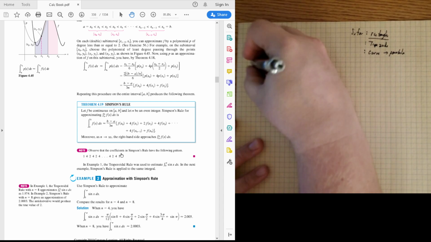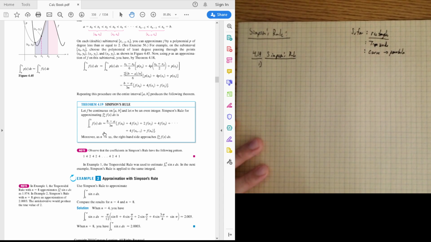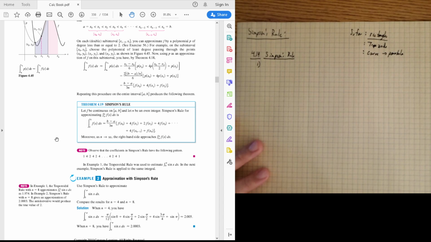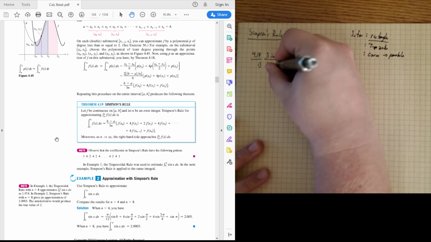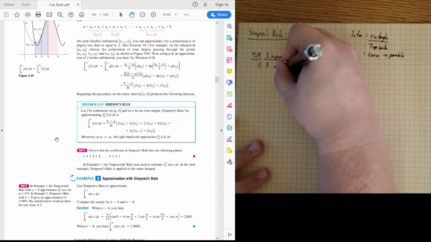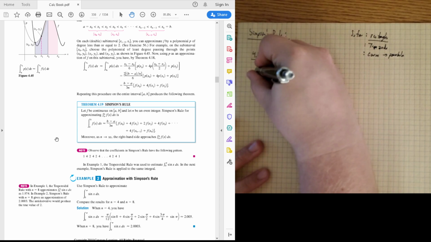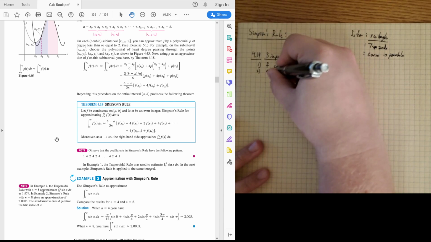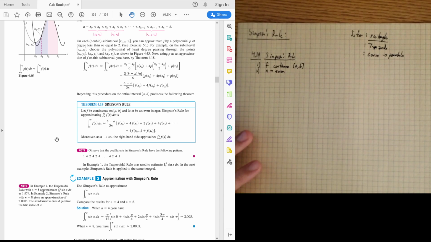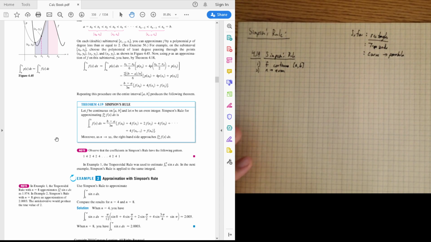All right, just like before, in order to use this rule, you can see here, f needs to be continuous, and n needs to be an even number. So f needs to be continuous from a to b, and this is the other part. N needs to be even. This does not work if n is odd. It does not work. And so it limits what you can choose as your n, but that's okay. Okay, so what's it state?